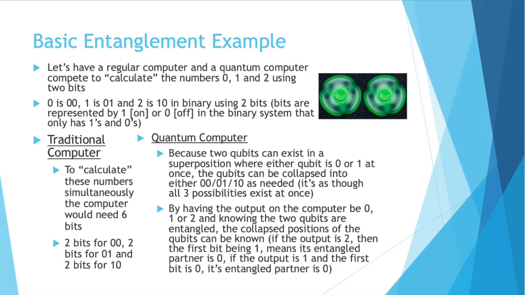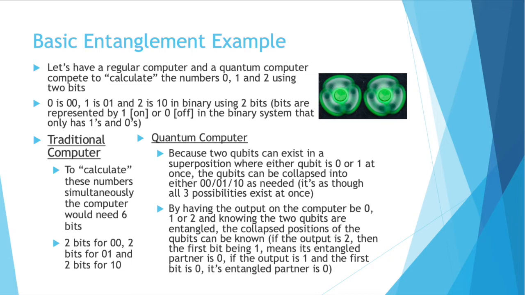You need 2 bits for 00, 2 bits for 01, and 2 bits for 10. That is with a traditional computer. So 6 bits are needed for a traditional computer. For a quantum computer, though, because those 2 qubits exist in superposition, where either qubit is 0 or 1 at the same time until it is collapsed, the qubits can be collapsed into either 00, 01, or 10 as needed. So it's like all 3 possibilities exist at once.